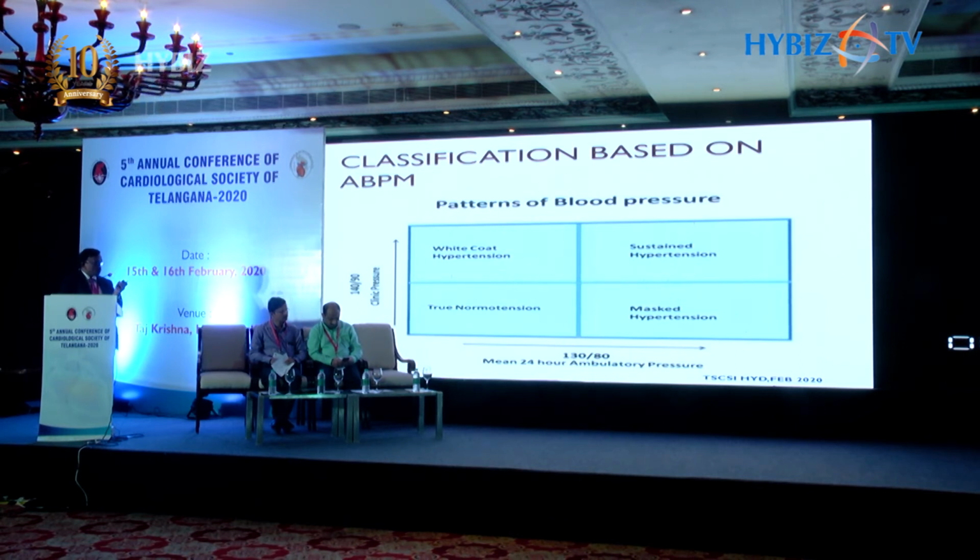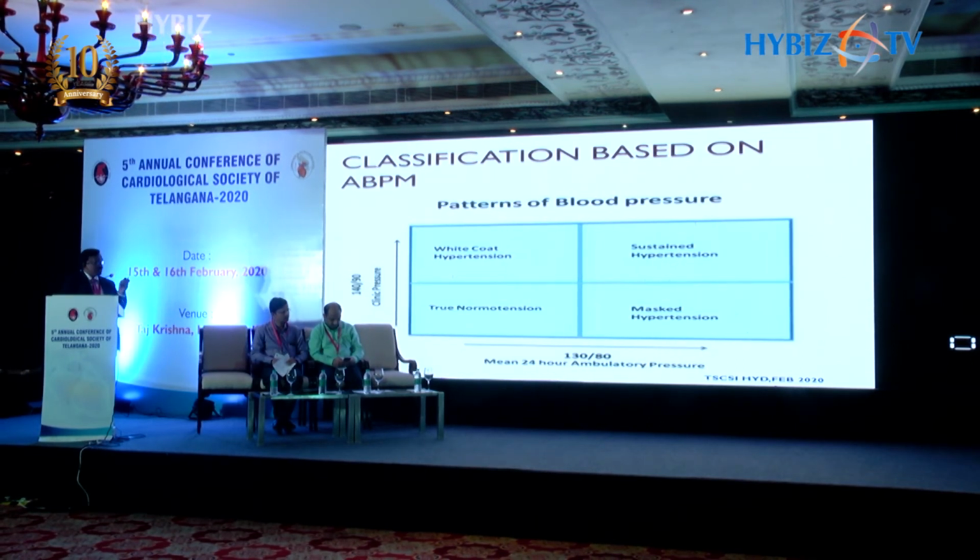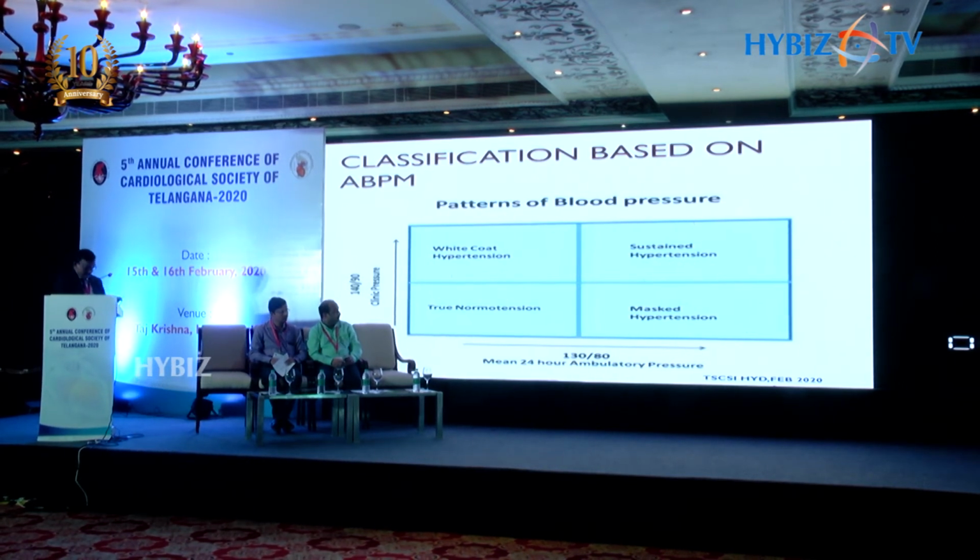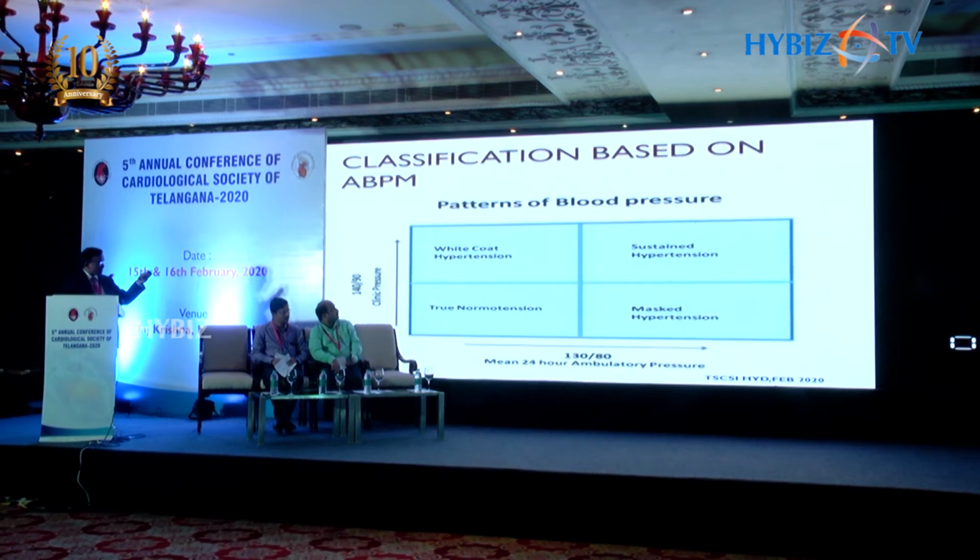So what is a true normotensive individual? What is white coat hypertension? What is sustained hypertension, which probably everybody knows? And what is masked hypertension? These are the 4 quartiles that are described. If you take one side, the clinic blood pressure, and the other side, the ambulatory blood pressure.